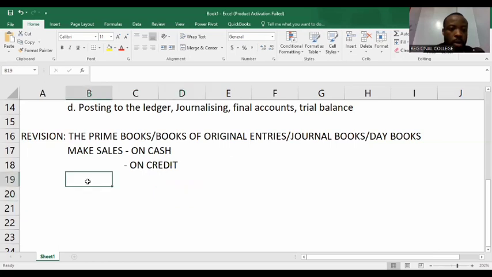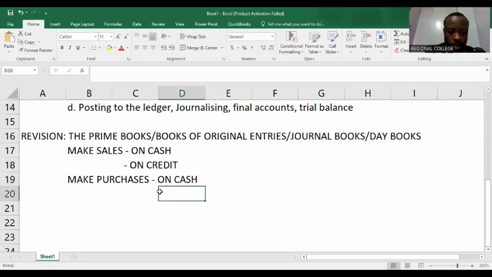Again, you can make purchases. That means you're buying the stock. The purchases can also be on cash. At the same time, purchases can be on credit. You buy on credit, you pay later. So all these transactions have to be recorded into the books. It will depend on what kind of books. So I want to talk about the prime books.